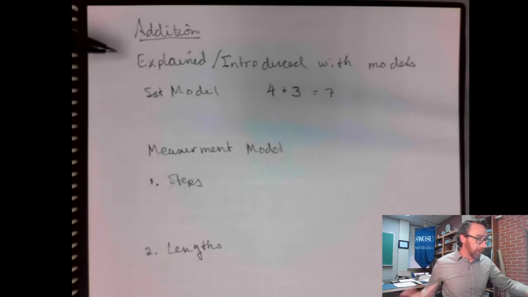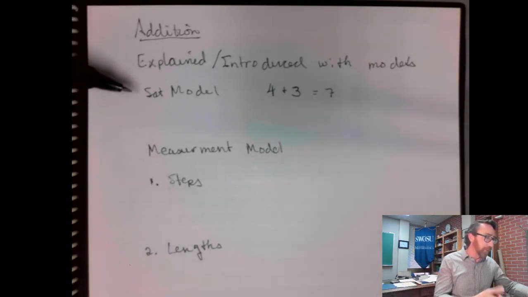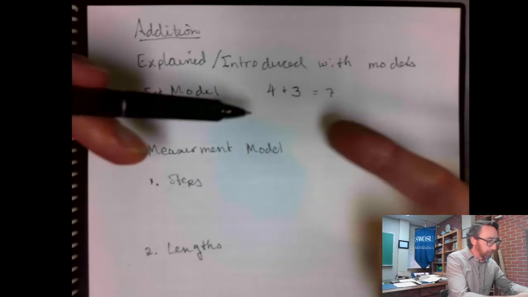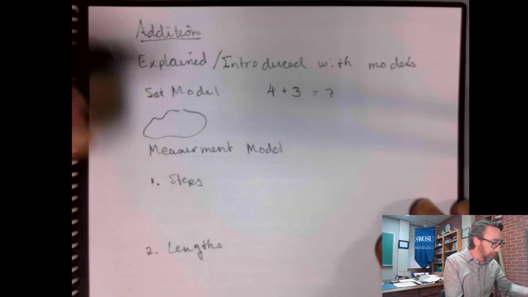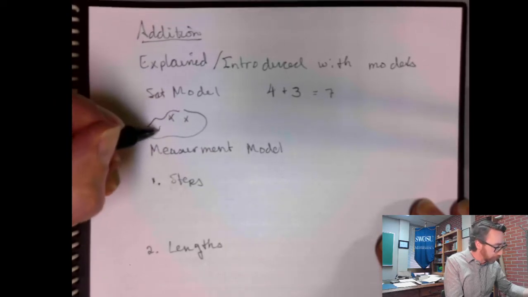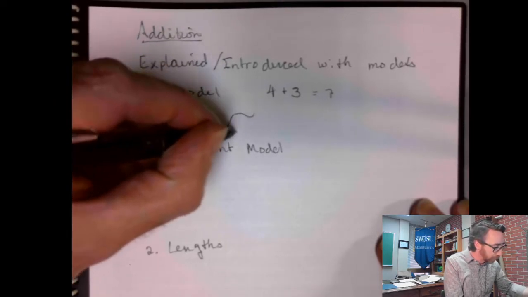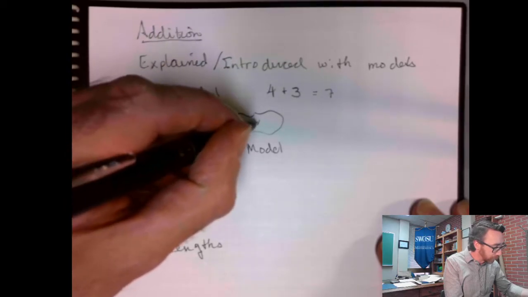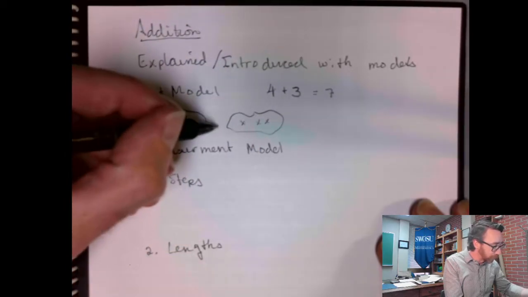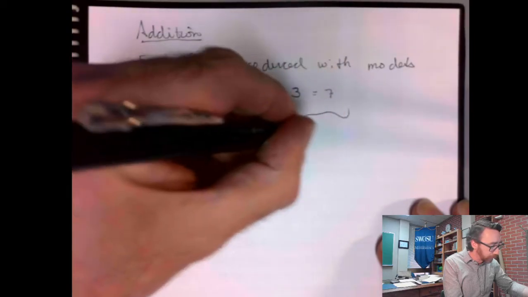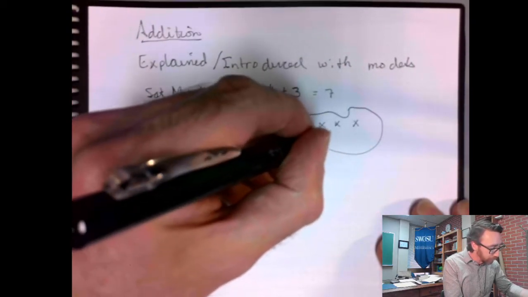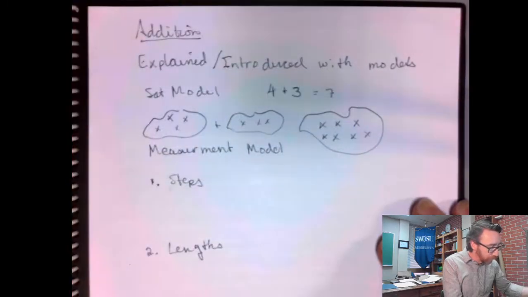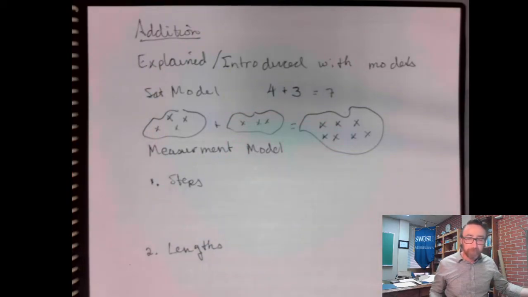So the concept of addition can be explained or introduced with models. So let's just do a simple example. We'll be doing 4 plus 3. So if we're talking about the set model, this is a way to visualize the set model for 4. That's a way to visualize for 3. And we combine everything into 7 things.